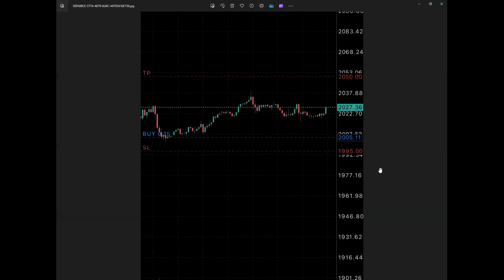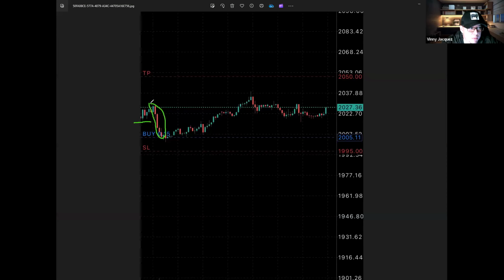What time frame is that, bro? It's a 1 hour. It's gold. Okay, cool. So look at this. Notice right here we break a low, right? We have a rally breakout. So this area right here would be my starting point.